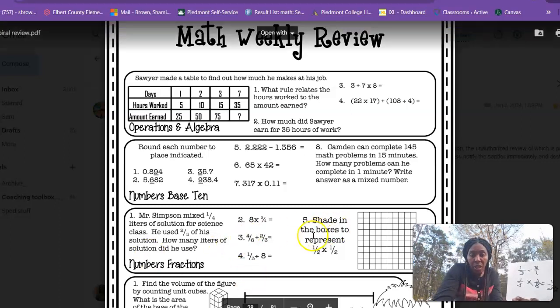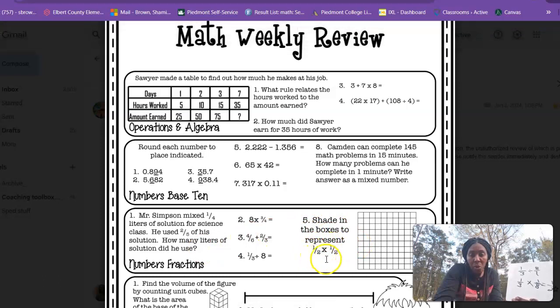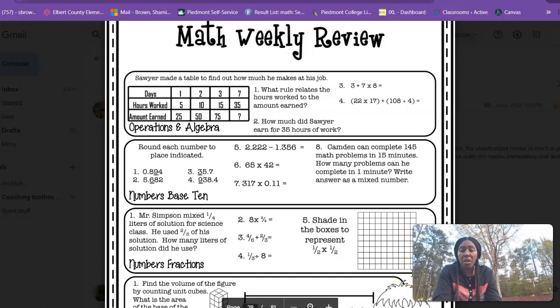This says shade in the boxes to represent 1/2 times 1/2. So you shade in 1/2 going this way, and then you shade in 1/2 going this way. So you're going to shade half of the circle this way, and then half of the circle this way. And that's going to be 1/2 times 1/2.